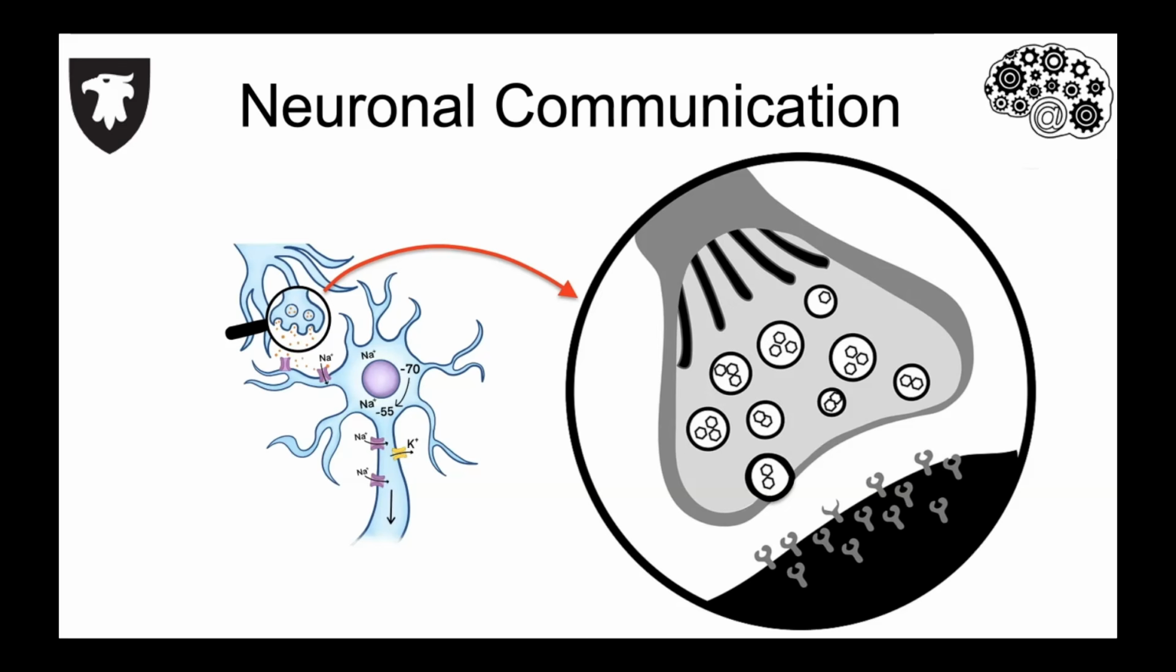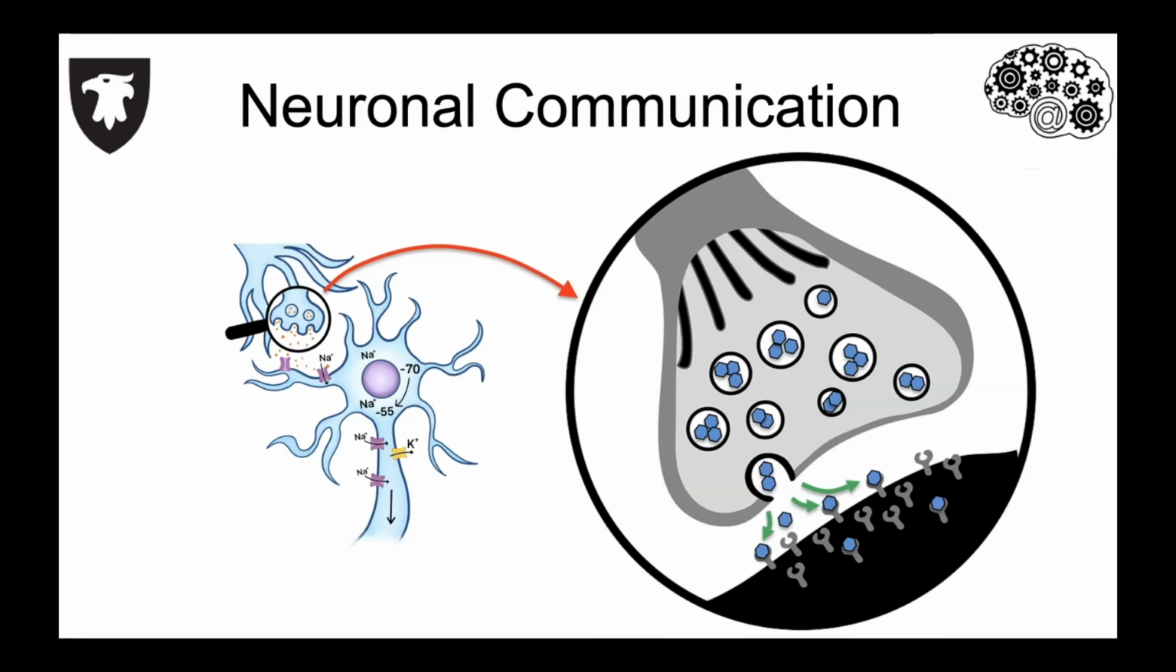If we zoom in on the synapse, we can see the presynaptic axon terminal on the upper left and the receptors on the postsynaptic neuron on the lower right. Neurotransmitters, shown here as blue hexagons, are contained in vesicles in the axon terminal. When an action potential reaches the terminal, these vesicles fuse with the cell membrane, causing the neurotransmitter to enter the synaptic cleft where it can interact with the receptors on the postsynaptic neuron.